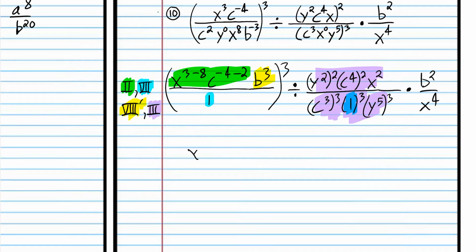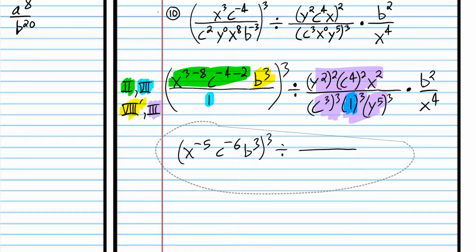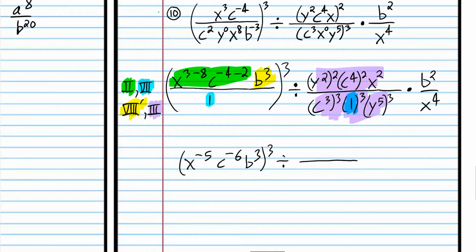Let's simplify. We have x to the negative 5, c to the negative 6, b to the 3rd. And, you know, we don't really need this 1 down here. If you divide by 1, it doesn't really do anything. So we can kind of just get rid of that. Probably going to have to make it a fraction again, but alright, now we're raising powers to other powers. So that's rule number 5. We multiply the exponents in that situation.